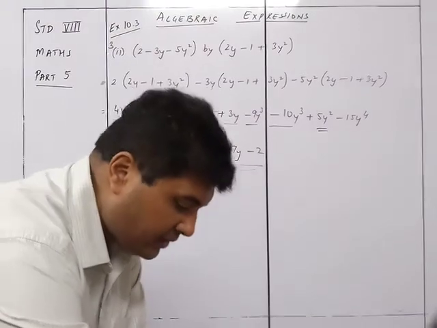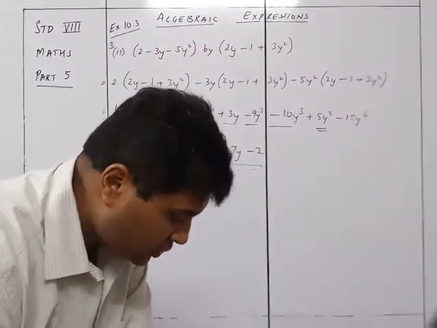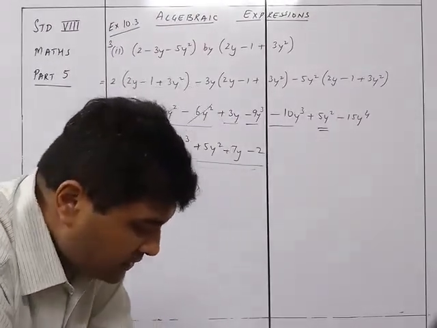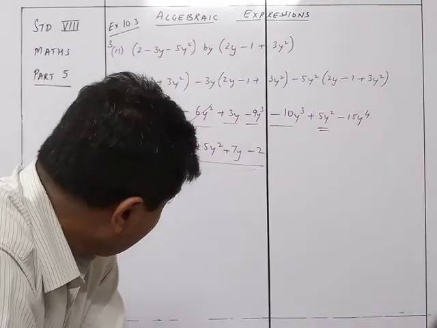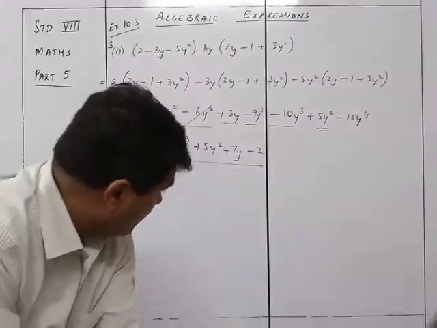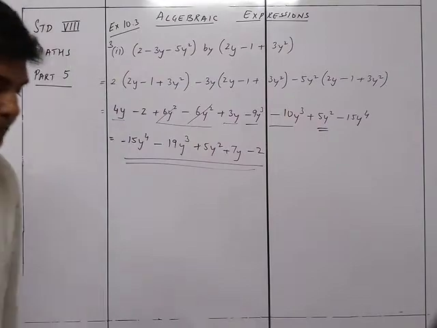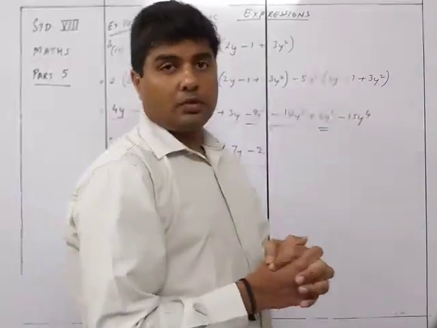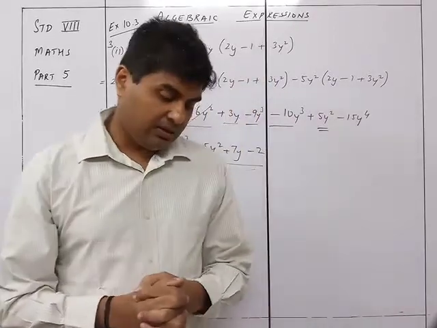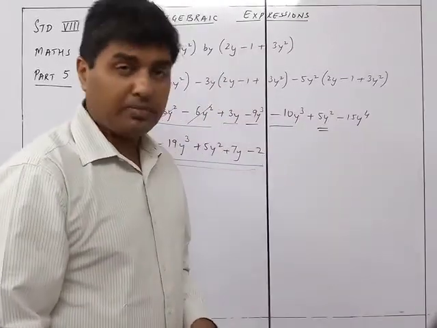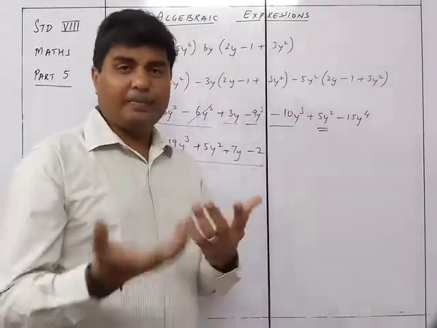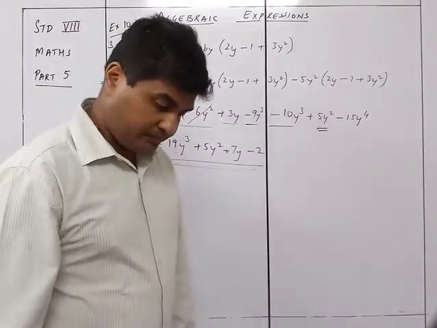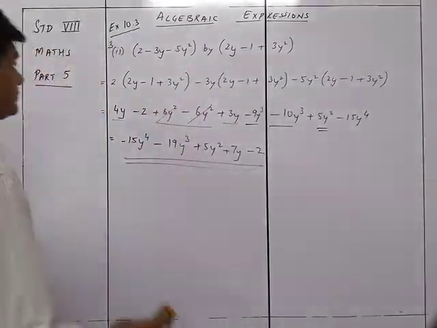Question number 3, the first. So 3, the second, is minus 15y raised to 4 minus 19y cube plus 5y square plus 7y minus 2. Clear? Got it? Now we see sum number 4th, where you have multiple things which you are multiplying together. So let's see.